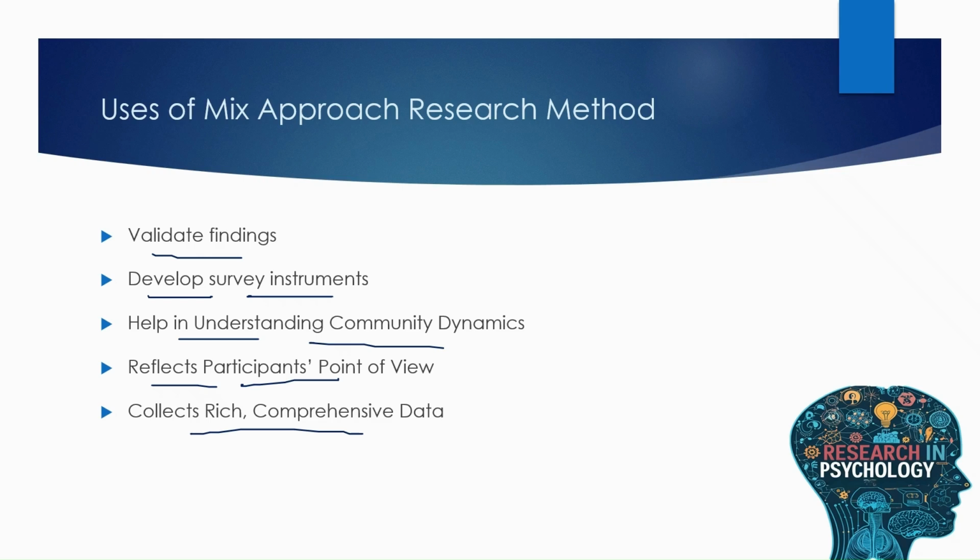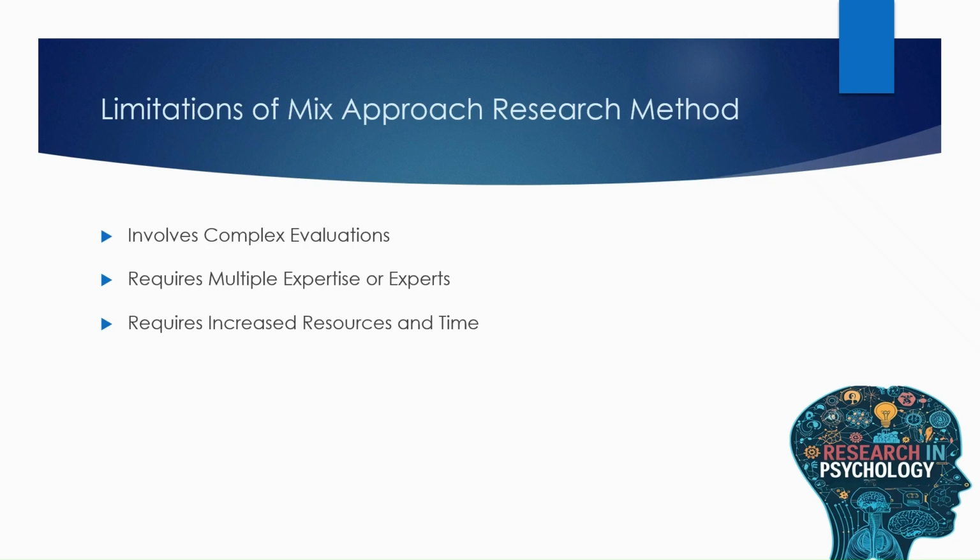This is characteristic of what? Qualitative research method. This rich and comprehensive data. All right. Now these are the uses of mixed approach research method. Finally, we have the limitation of the mixed approach research method. What is the demerit or disadvantage? Firstly, it involves complex evaluations.